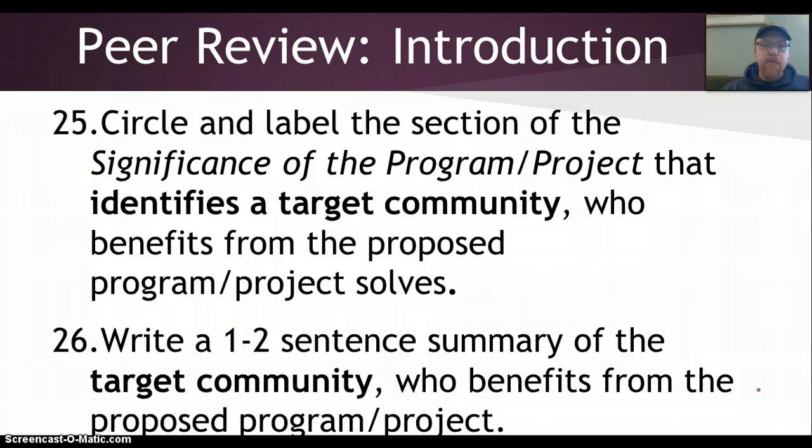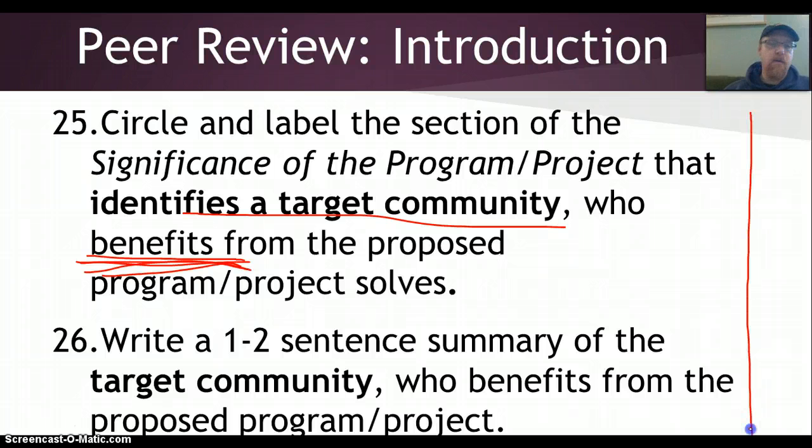Next, I would like for you to identify the target community. Who are the people that are being served? What is the group or organization that's being served? How is this actually making a difference? And how are they going to benefit from the proposed program or project? And then write a summary of it.